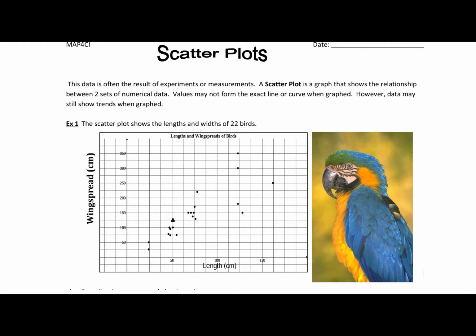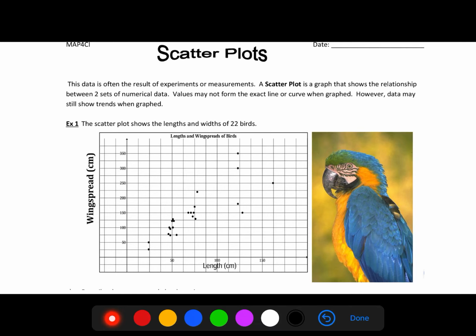Hi everyone, today we're going to take another look at scatterplots and see how we can use the information even though we don't have an equation or an exact relationship. We can still take a look at the data. So example number 1 shows the lengths and widths of 12 birds.